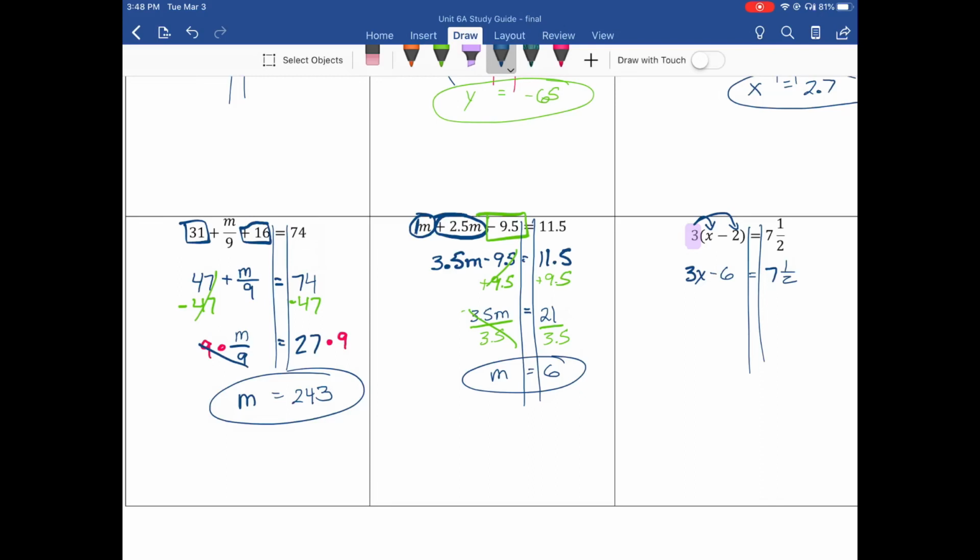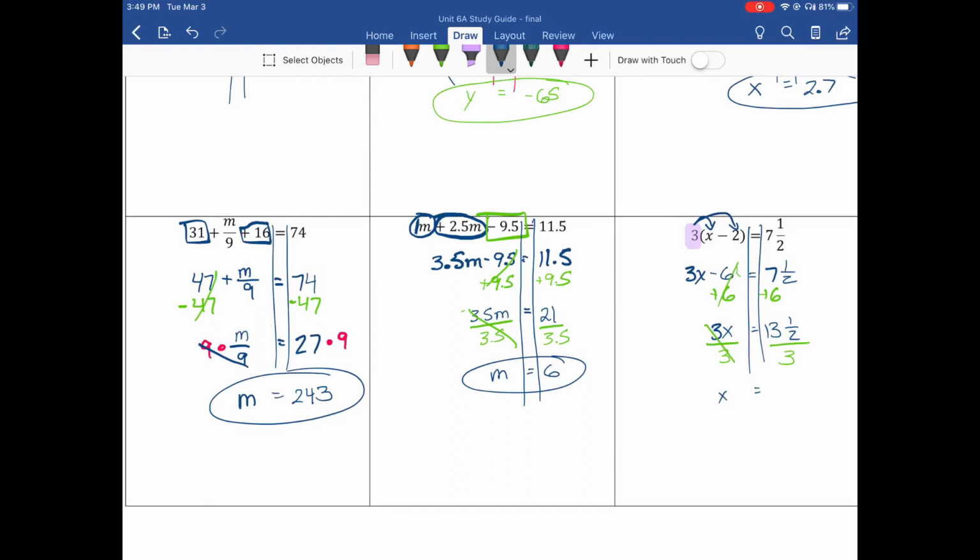Don't let the fraction confuse you. You're still going to get rid of the constant that you have on the same side of the variable. And then you can just do 7 plus 6, which is 13. Just remember to drop down that half. And then you divide by your coefficient. So your coefficient is 3, so you're going to divide both sides by 3.